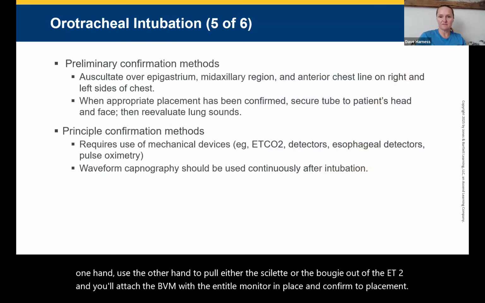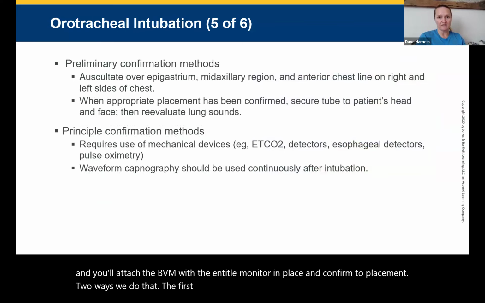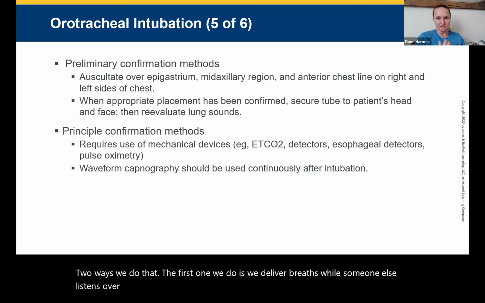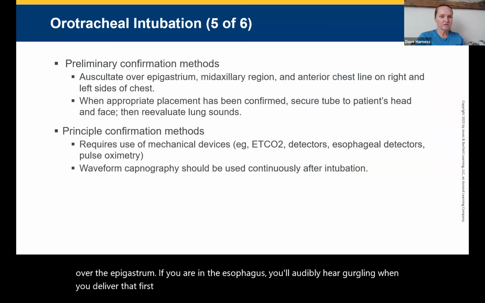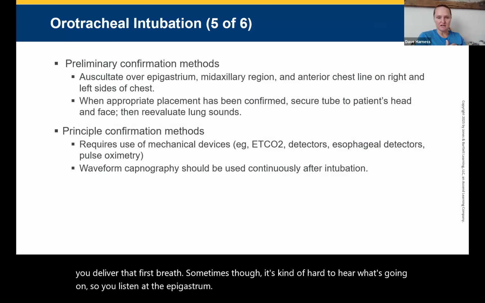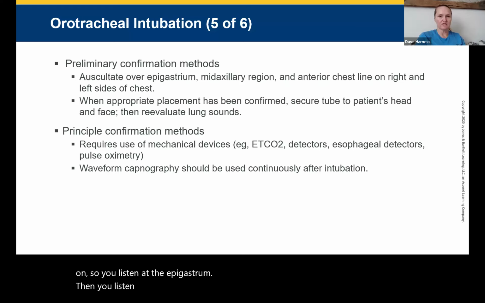Two ways we do that. The first one we do is we deliver breaths while someone else listens over the epigastrium and then on each lung. You should not hear any noise over the epigastrium. If you are in the esophagus, you'll audibly hear gurgling when you deliver that first breath. Sometimes it's hard to hear what's going on, so you listen at the epigastrium, then you listen on each lung, and you should hear equal lung sounds on each side.